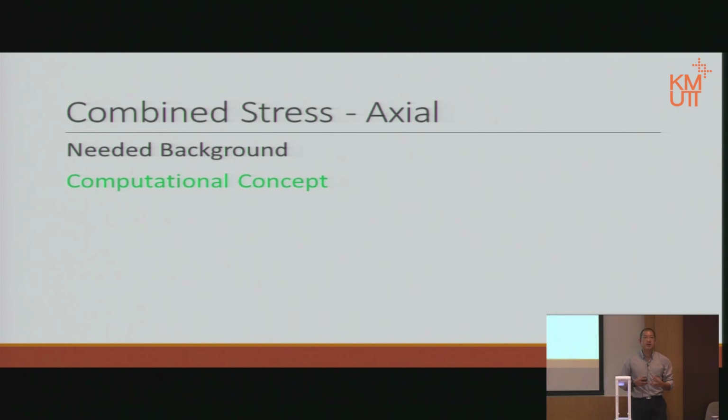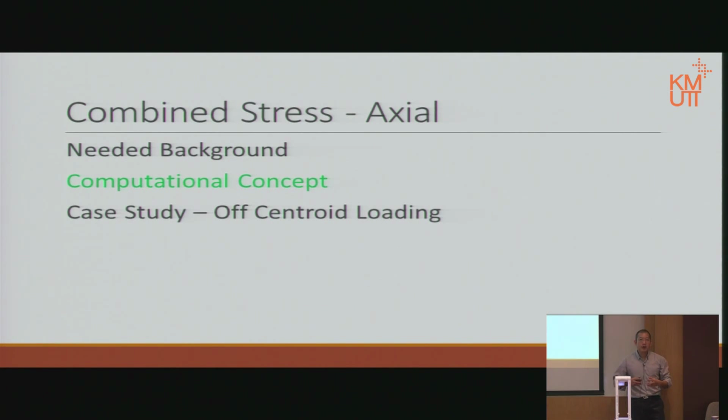Then we'll talk about the concept of how we see the combination, and that concept will be applied into a mathematical model later. Then we'll talk about a case study. This is what we call the off-centroid loading. I will explain what it is when the time comes. Then we look at another example, just a normal one that is not the off-centroid loading.